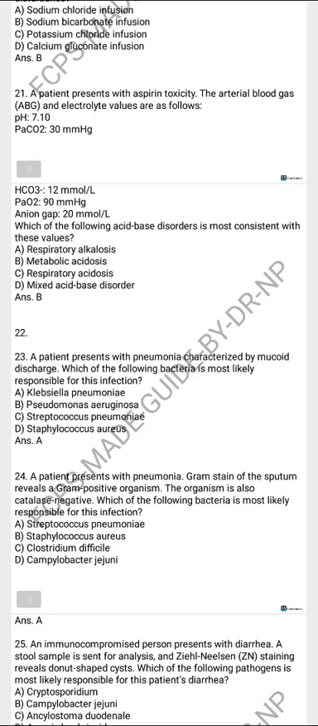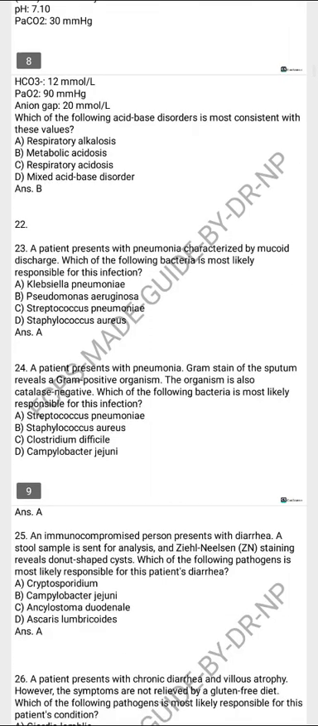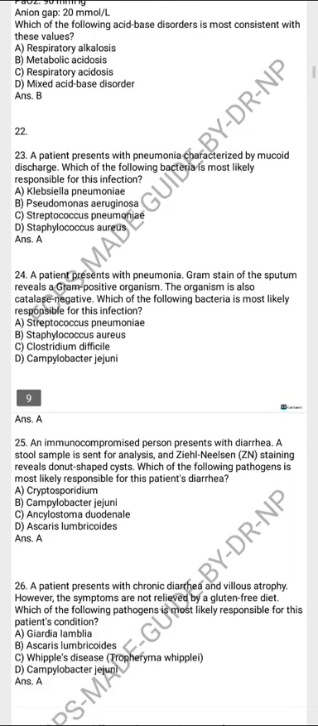The patient presents with pneumonia characterized by mucoid discharge. The following bacteria is most likely responsible for the infection: Klebsiella pneumoniae. The patient presents with pneumonia, and the gram stain of sputum shows a gram-positive organism. The organism is catalase negative. Which bacteria is most likely responsible for the infection? Streptococcus pneumoniae.